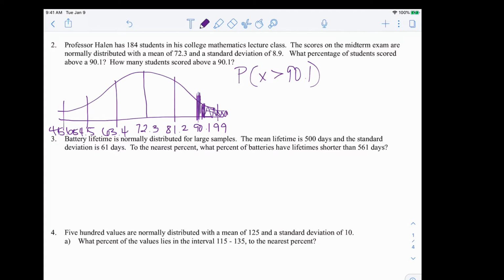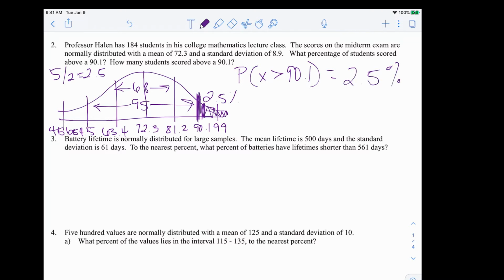Okay? And 90.1, so remember that 68% fall within 1 standard deviation and 95% fall within 2. So 90.1 marks that 2 standard deviation, the 95% cutoff. Based off of this, because that's the middle 95%, there's 5% left over. If I take 5 and cut it in half, I end up with 2.5. So this would be 2.5% right here. So that means that the percentage of students that scored above a 90.1 is 2.5%.